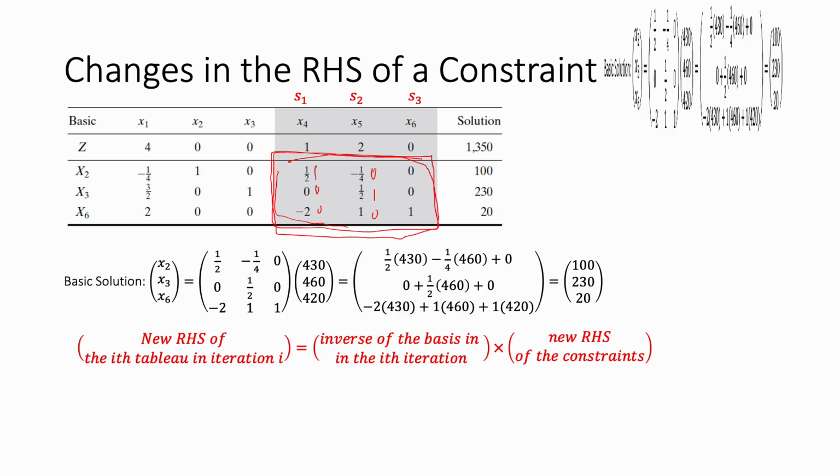So now to verify the solution, a change in the right-hand side would require recomputation based on the product of the inverse of the basis in the iteration and the right-hand side of the constraint. So if you look at it, if we multiply this with this gives us the value of our current basis.